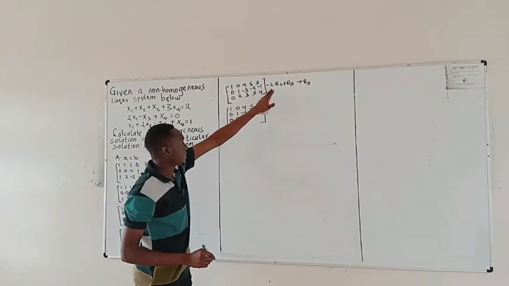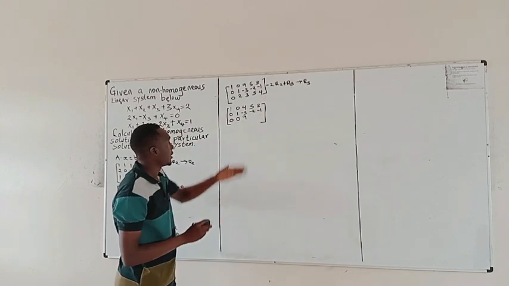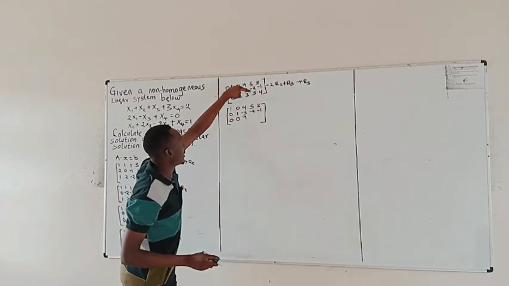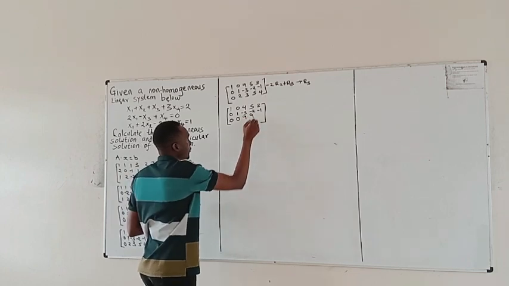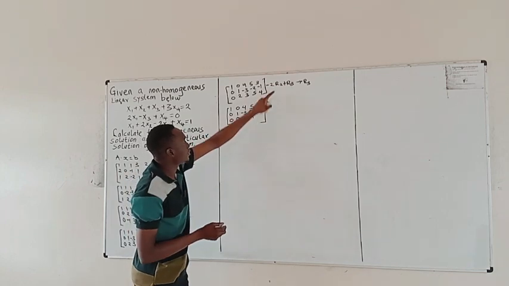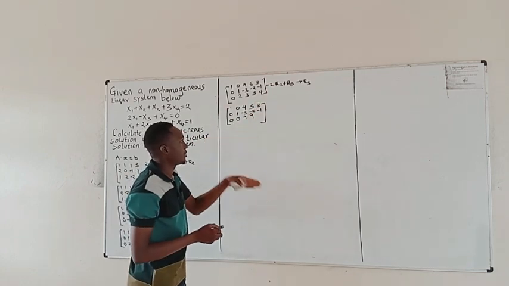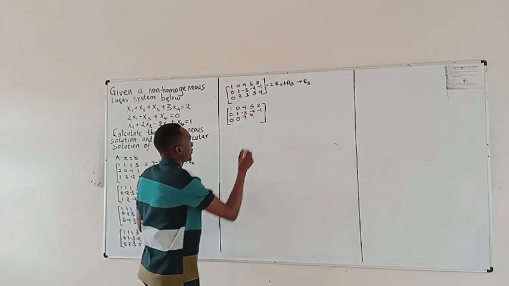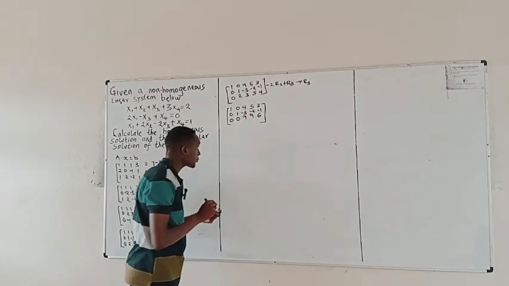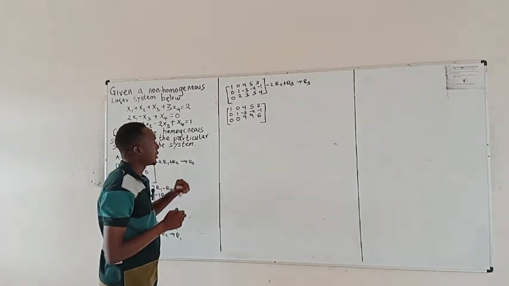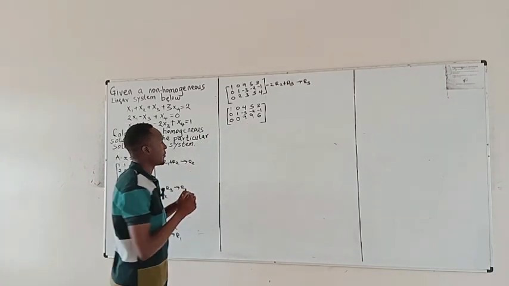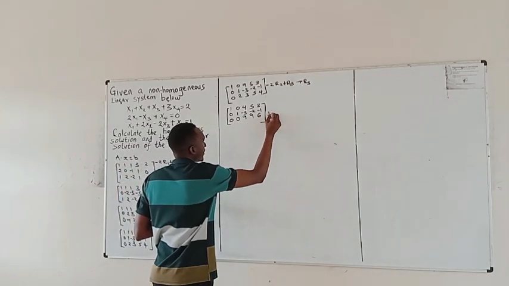Then we have minus 2 times minus 2, which is 4. 4 plus 5 is 9. Then minus 2 times minus 1 is positive 2. 2 plus 4 is 6. We want to make this one a leading entry. Let's multiply row 3 by 1 over 9.